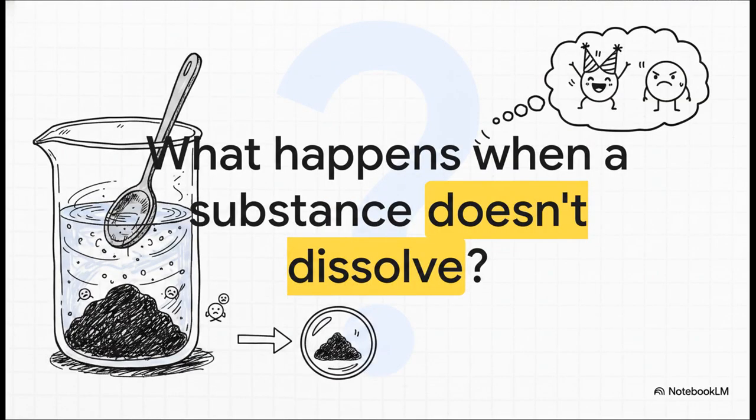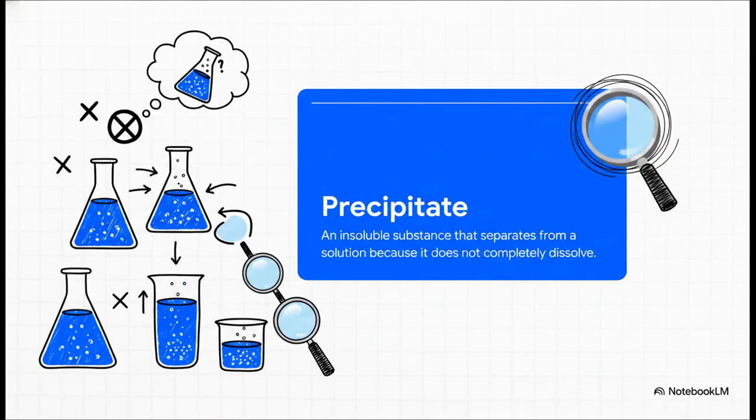Okay, but we've all been there, right? You're stirring, and you're just left with a pile of gunk at the bottom of the glass. What do you call that stuff that just refuses to join the party? Well, that leftover solid has a fancy science name. It's called a precipitate. A precipitate is just an insoluble substance, which is a sciencey way of saying it just won't dissolve. It separates itself from the solution and kinda does its own thing.